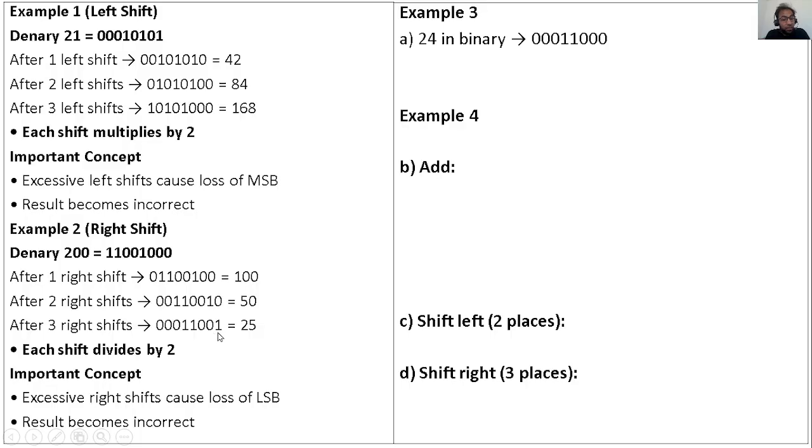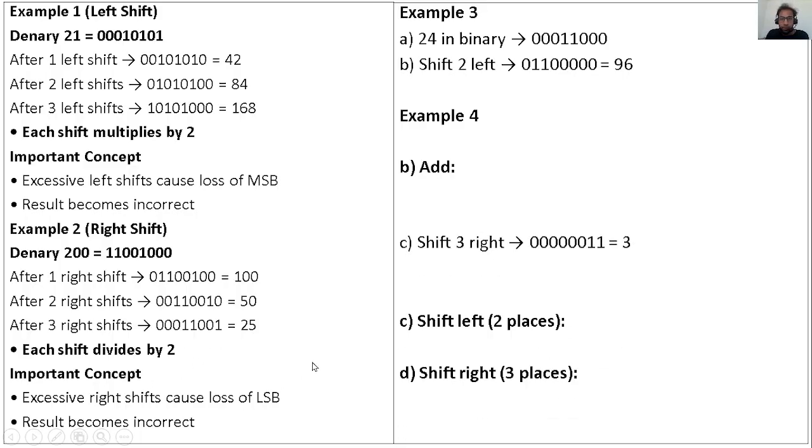Now if we right shift it again, we will lose the 1 and we will get an incorrect result. That result will be equal to 12. Half of 25 is not 12, it's some decimal value. So that will become 12, and that will be an incorrect result.